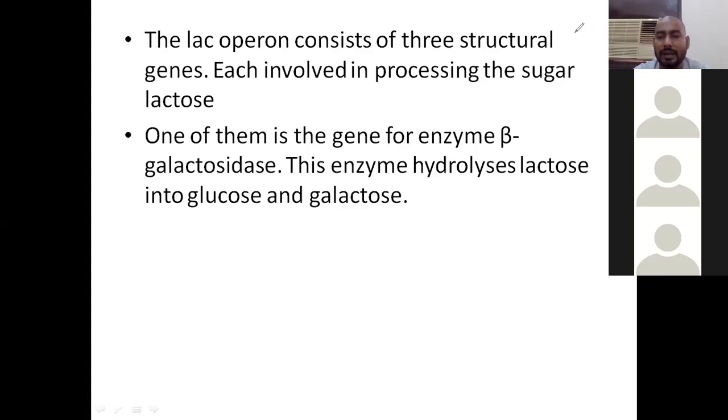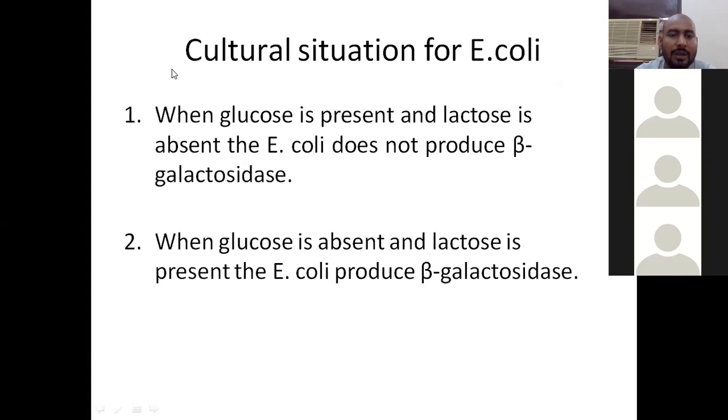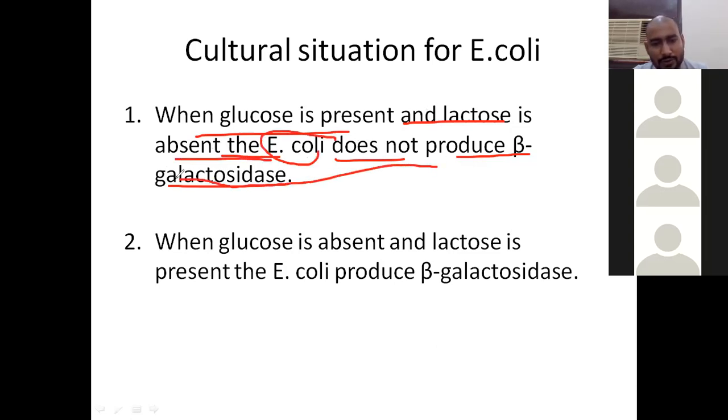Next step, the cultural situation of E. coli. When glucose is present and lactose is absent, E. coli does not produce beta galactosidase. Lactose may also be present, but it will not be utilized first. Firstly, it will try to utilize the glucose molecules. So when glucose is present, E. coli does not produce the beta galactosidase enzyme.